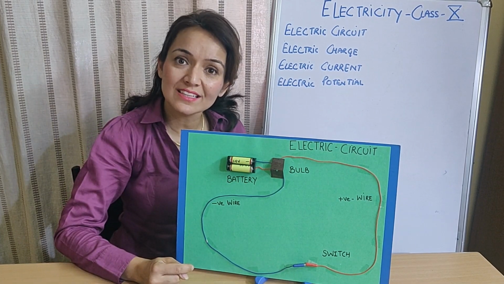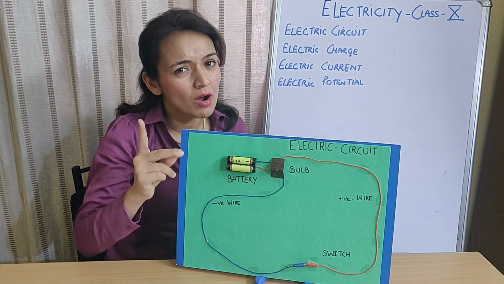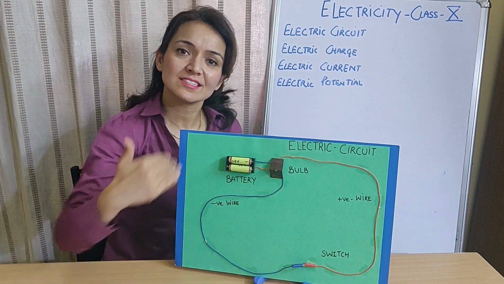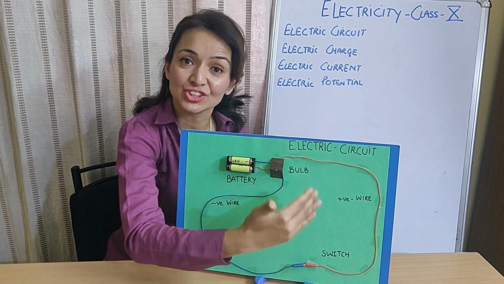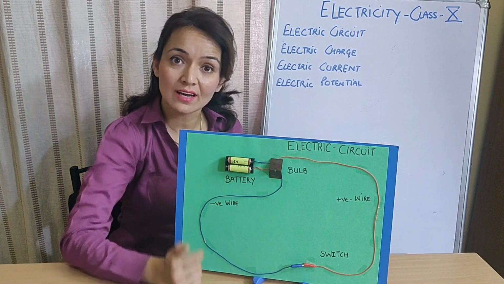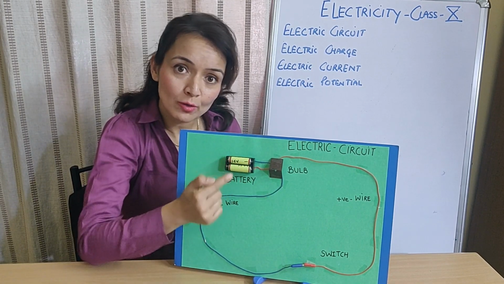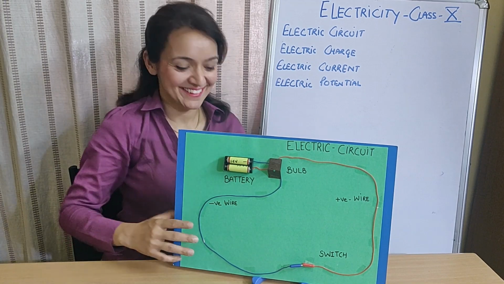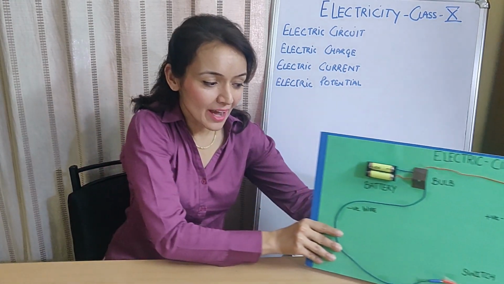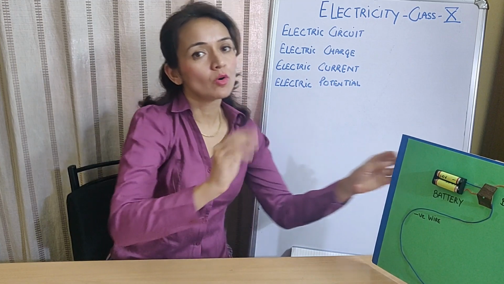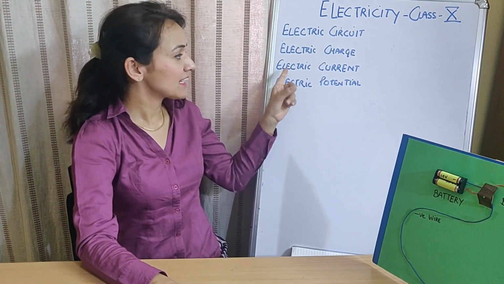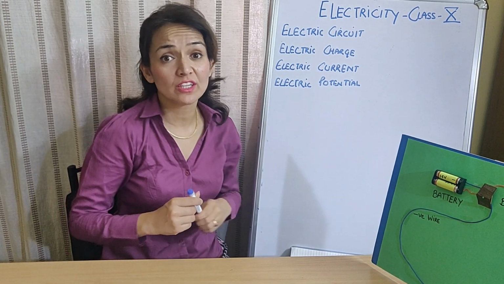So what do the cells do? Cells do some work so that electrons get a speed and they start moving like a charge and they produce current. So what do they produce? They produce electric potential. Yeah. Now we have introduced you to four things: electric circuit, electric charge, electric current and electric potential.